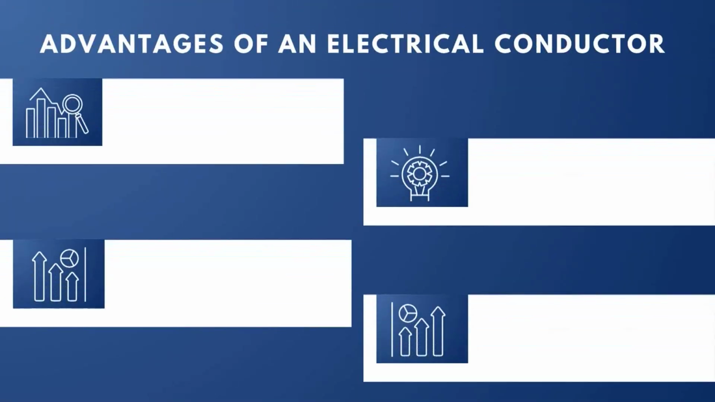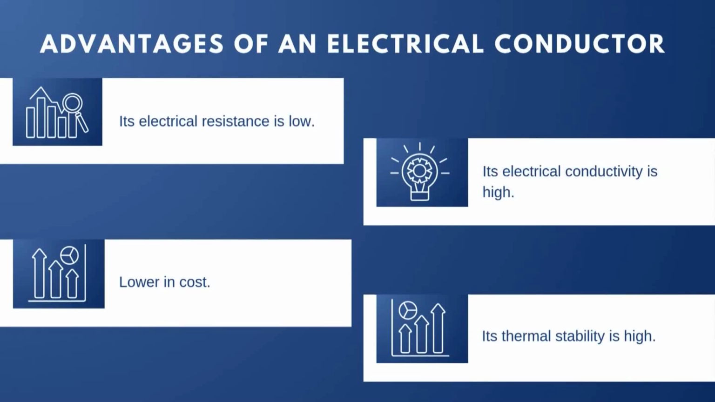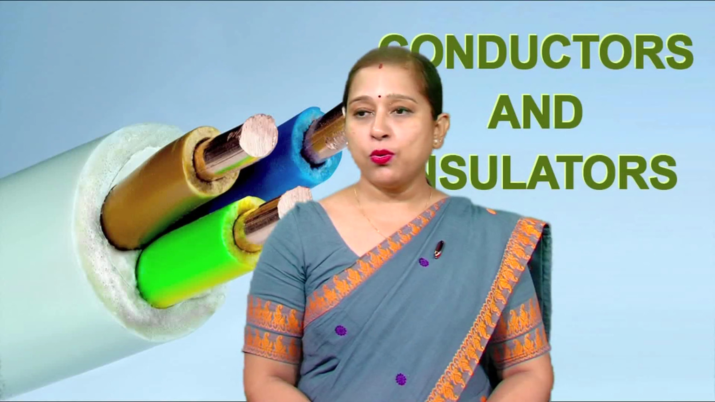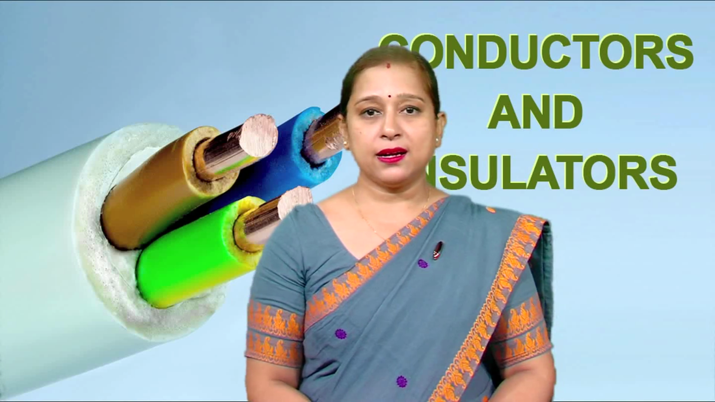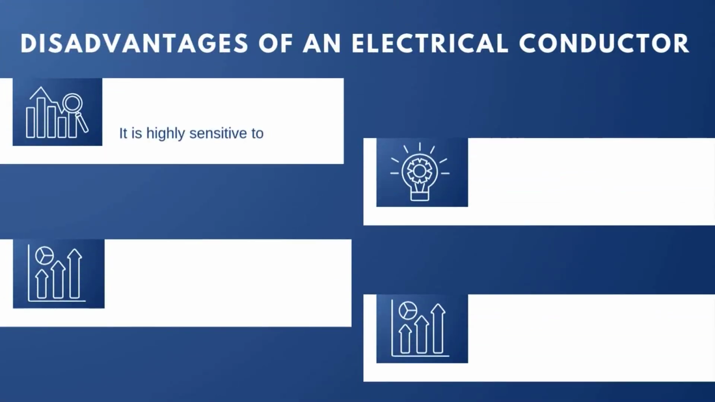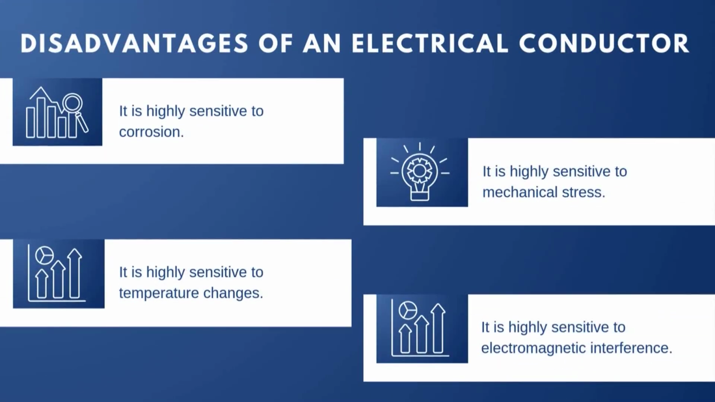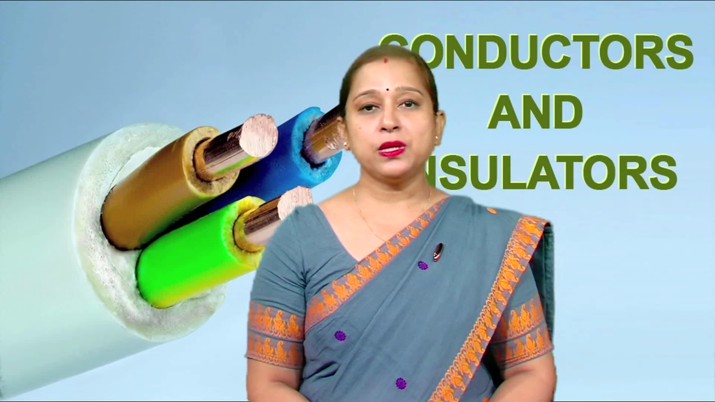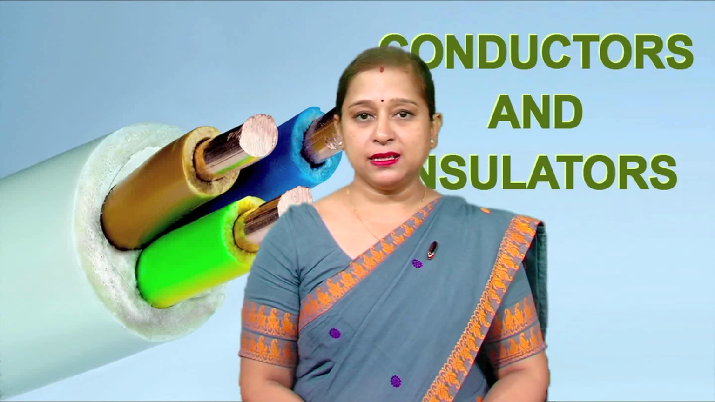In case of an electrical conductor, electrical resistance is low, its electrical conductivity is high, it has low cost, and its thermal stability is high. If we go to the disadvantages of an electrical conductor, it is highly sensitive to any type of corrosion, it is highly sensitive to mechanical stress, it is highly sensitive to temperature changes, and it is sensitive to electromagnetic interference.